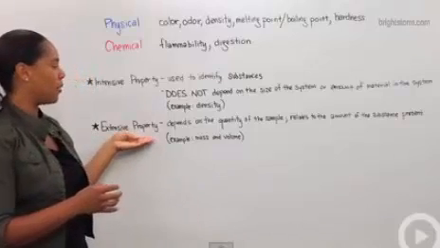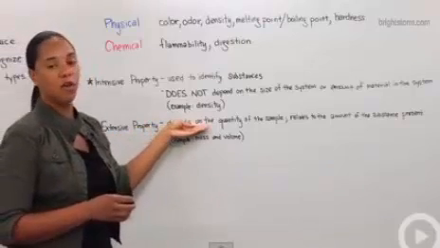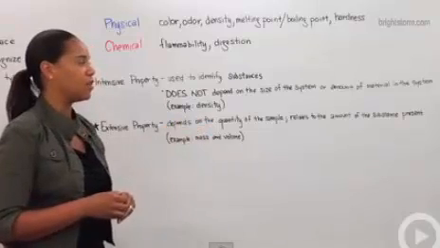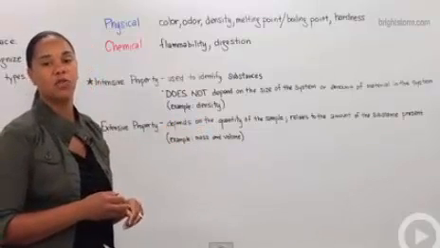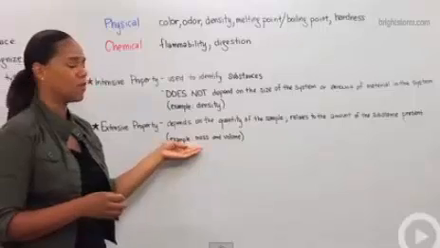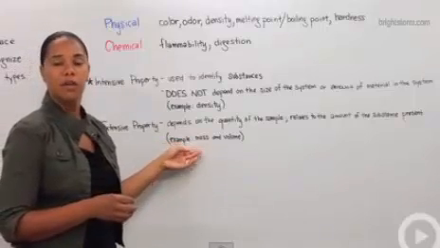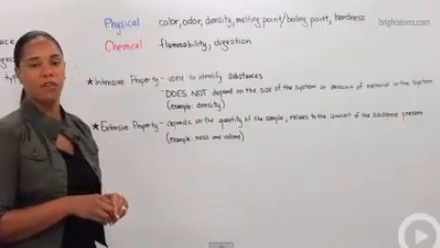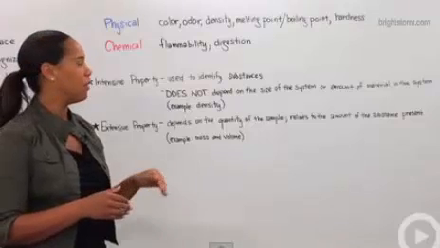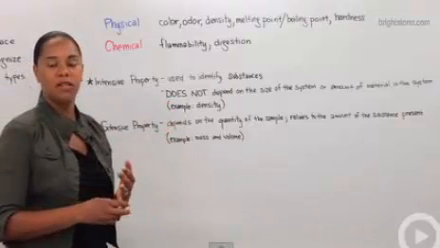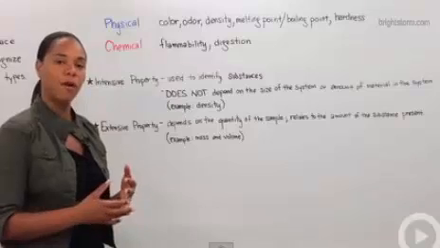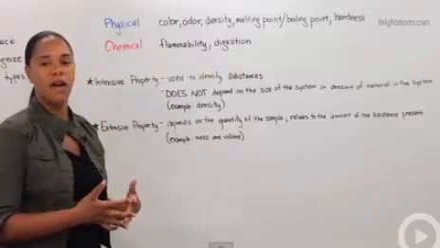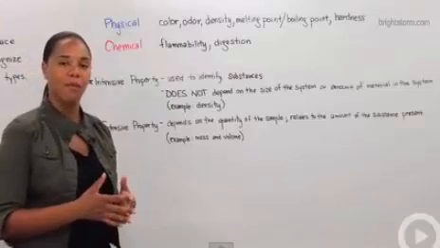So an extensive property actually does depend on the quantity of the sample, and it relates to the amount of the substance that is actually present. Examples of that are mass and volume. So I encourage you to find a couple of examples and test yourself with being able to distinguish between what constitutes a physical and a chemical property and what constitutes an intensive and an extensive property. And that's properties of matter.